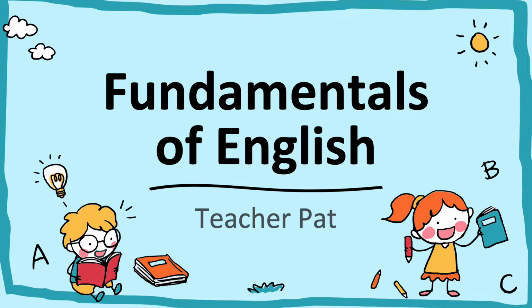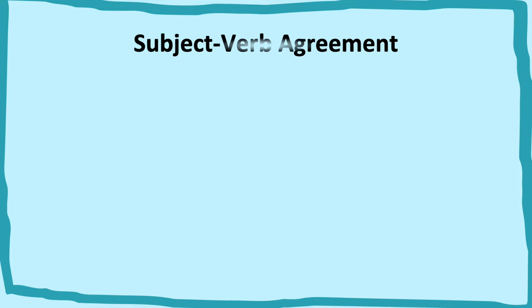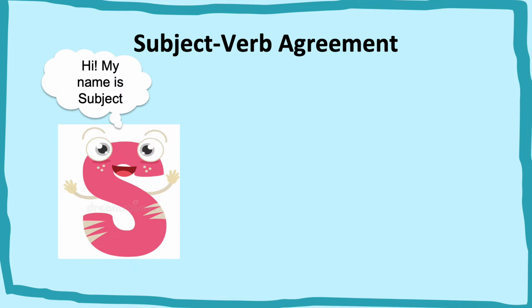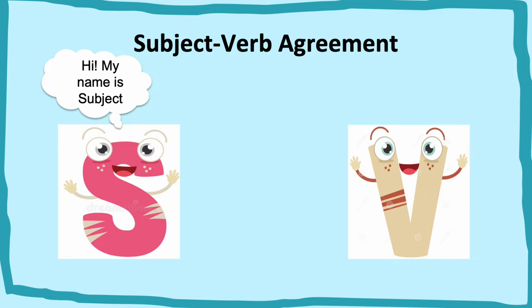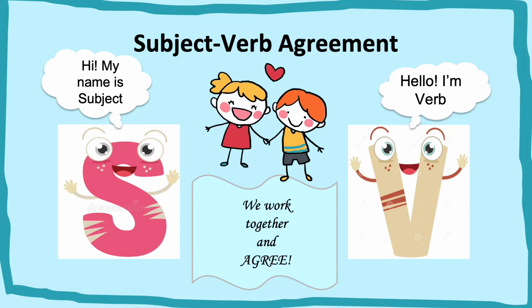So today we will learn about subject-verb agreement and adverbs of frequency. First, we're going to discuss subject-verb agreement. S stands for subject, V stands for verb. The subject and verb in a sentence must agree or work together.